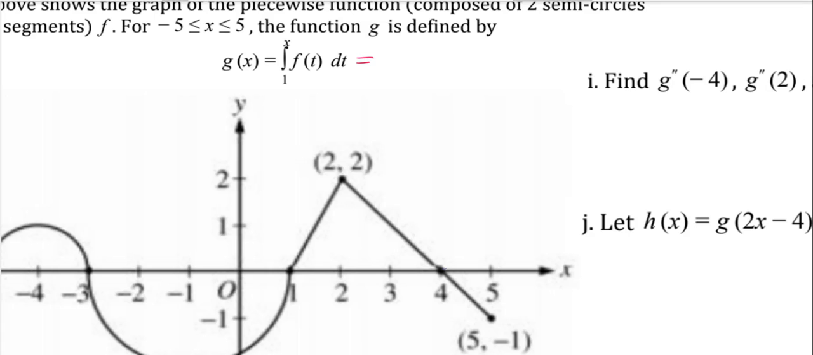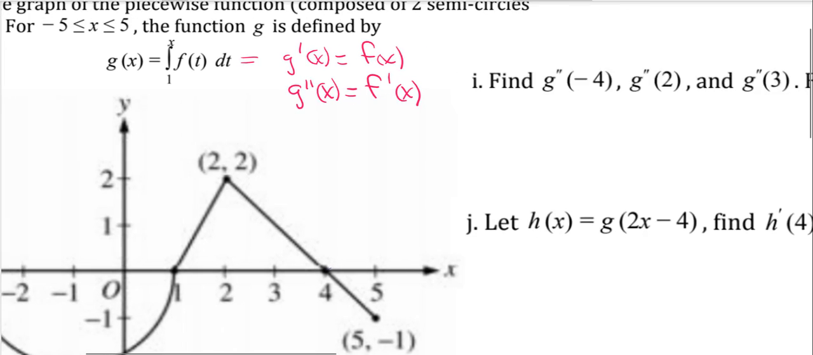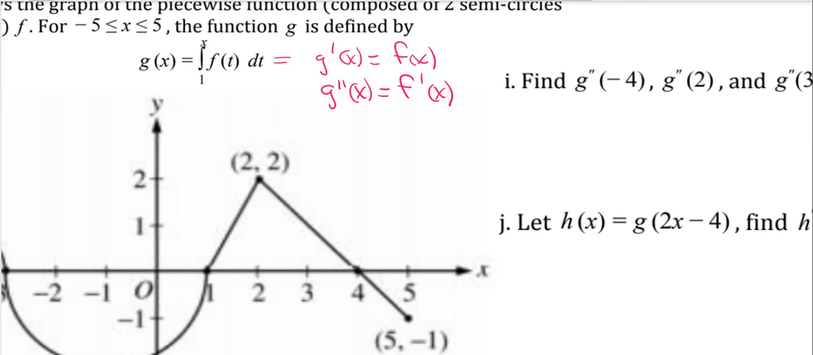That means, don't forget, g prime of x is just going to be f of x. Which means g double prime of x is going to be the derivative at some x value. So when I'm taking a look at these values, g double prime of -4, 2, and 3, I just want the slopes at those values.